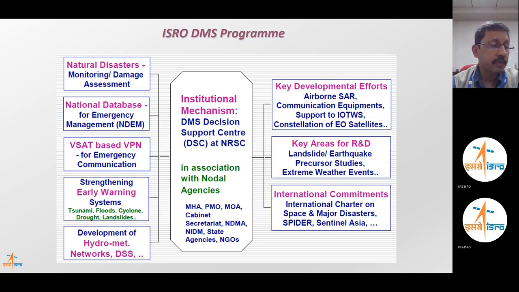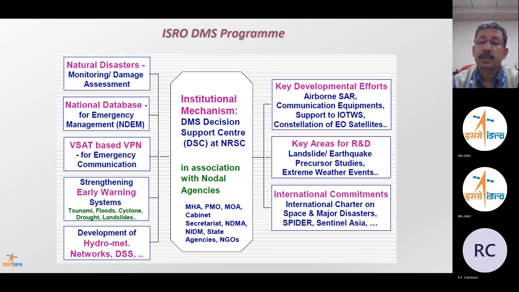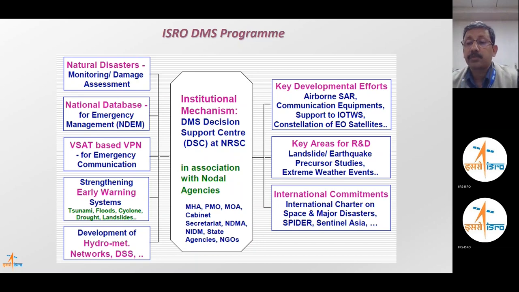So some of the key developmental efforts which we have taken up are airborne SAR and the development of communication equipment. We are also providing support to the IoTs and developing a constellation of Earth observation satellites. There are some key areas where critical R&D inputs are being carried out, like landslide, earthquake precursor studies, extreme weather events, forest fire risk management, etc. And we are also taking care of our international commitments on the International Charter on Space and Major Disasters as part of UN-SPIDER and Sentinel Asia.